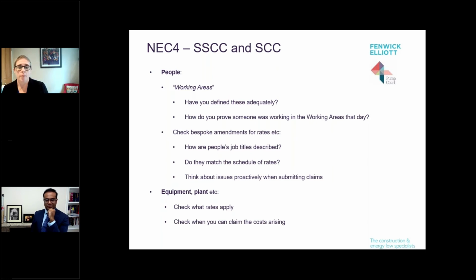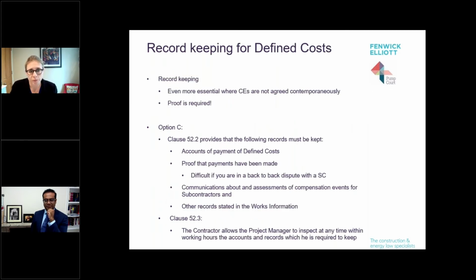Get all your records together, because when you put that claim in, if you've got those records, tick, brilliant. Other things to check for: bespoke amendments about job titles, how people are described. Do the people you're claiming match those job titles? People can have amazing arguments on that. And if so, what rates apply? Think about these before you submit your claim and try and head them off. Again, equipment, plant, check what the rates are, and check you can claim the costs.